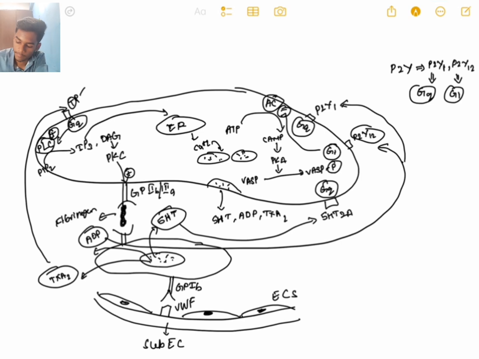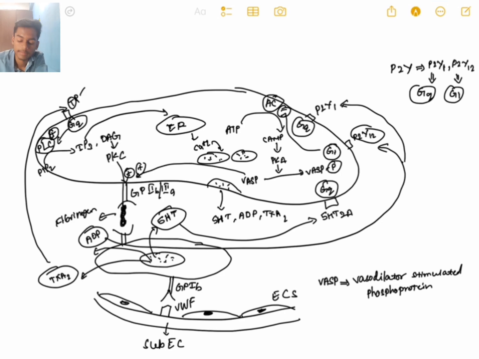What is this VASP? VASP is nothing but vasodilator stimulated phosphoprotein. Okay, vasodilator stimulated phosphoprotein. This VASP will activate this GP2B3A receptor. So it will also cause aggregation.